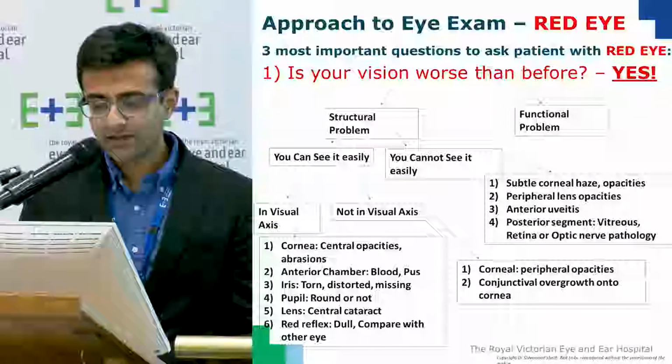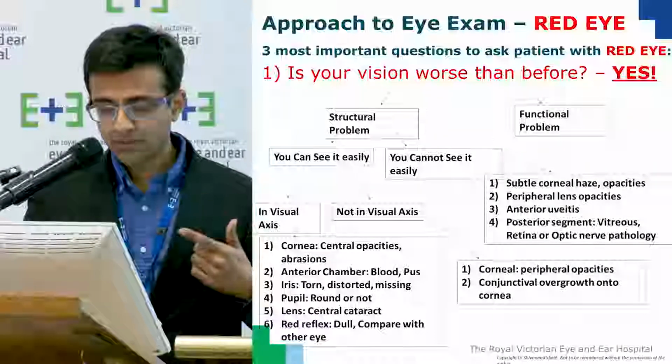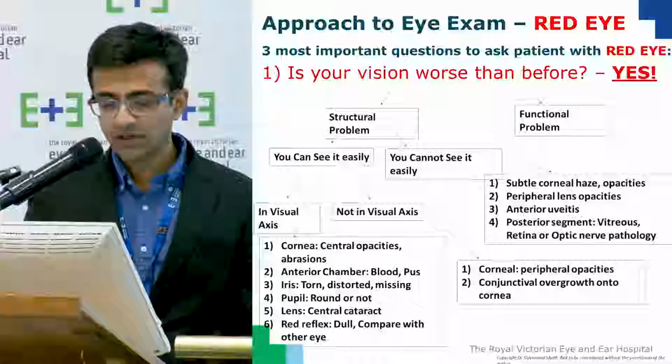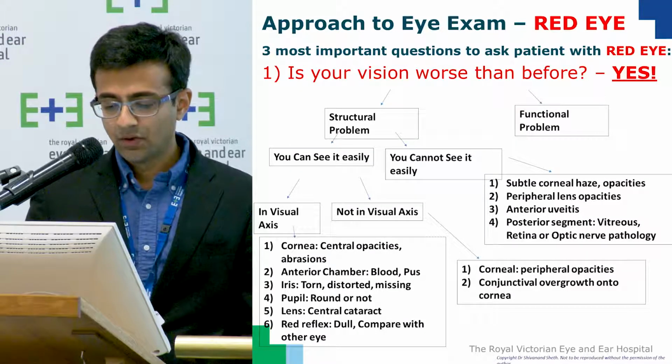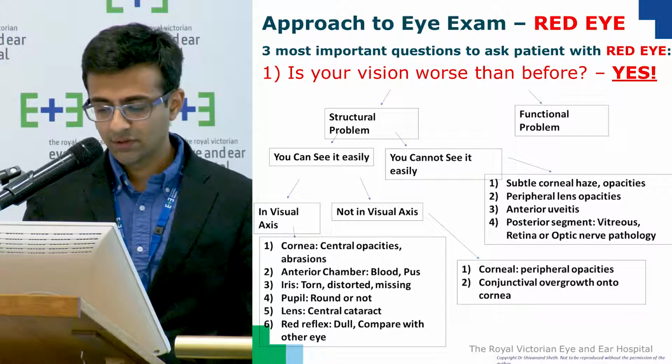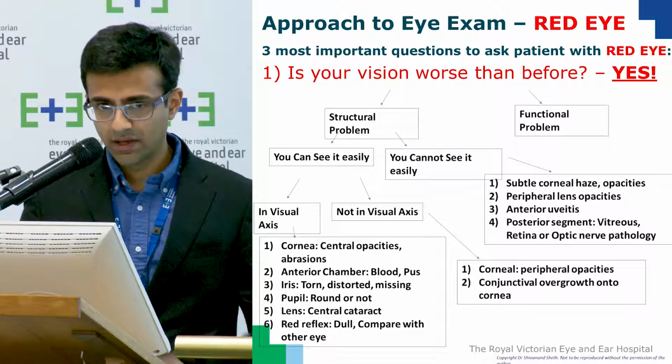If there's a peripheral lens opacity, especially after a trauma where that had a penetrating injury and only the peripheral part of the lens was touched, or if they've got mild anterior uveitis, it's hard to see without a slit lamp. Or any posterior segment pathology, which you're not expected to see, but you could rule it out by a red reflex.